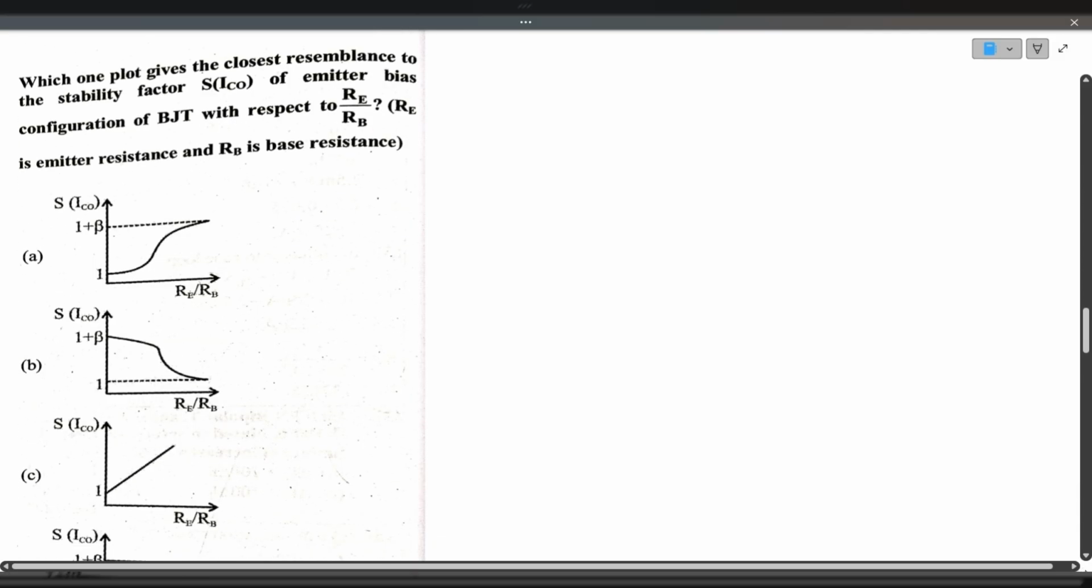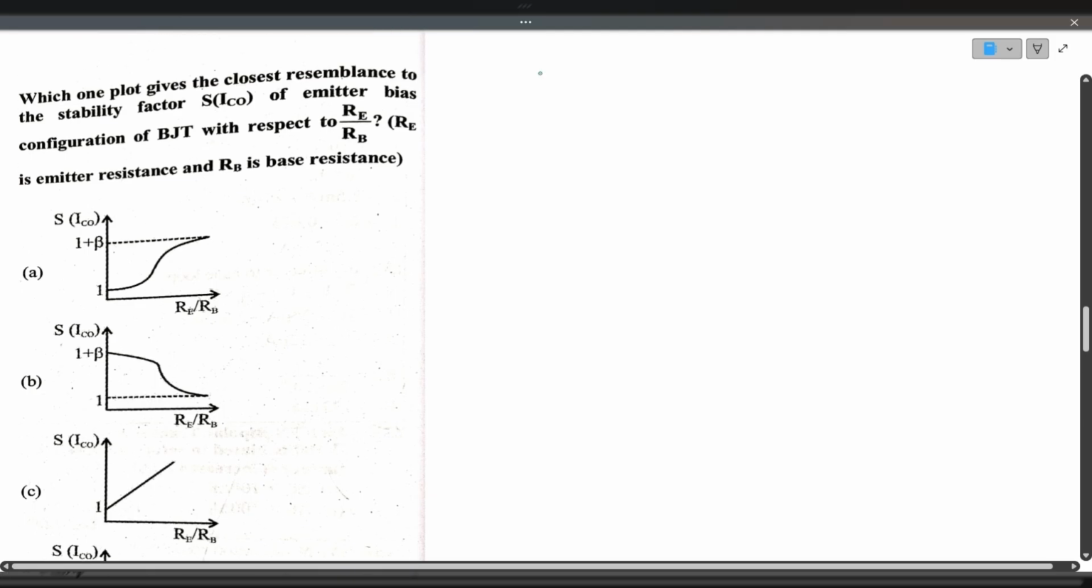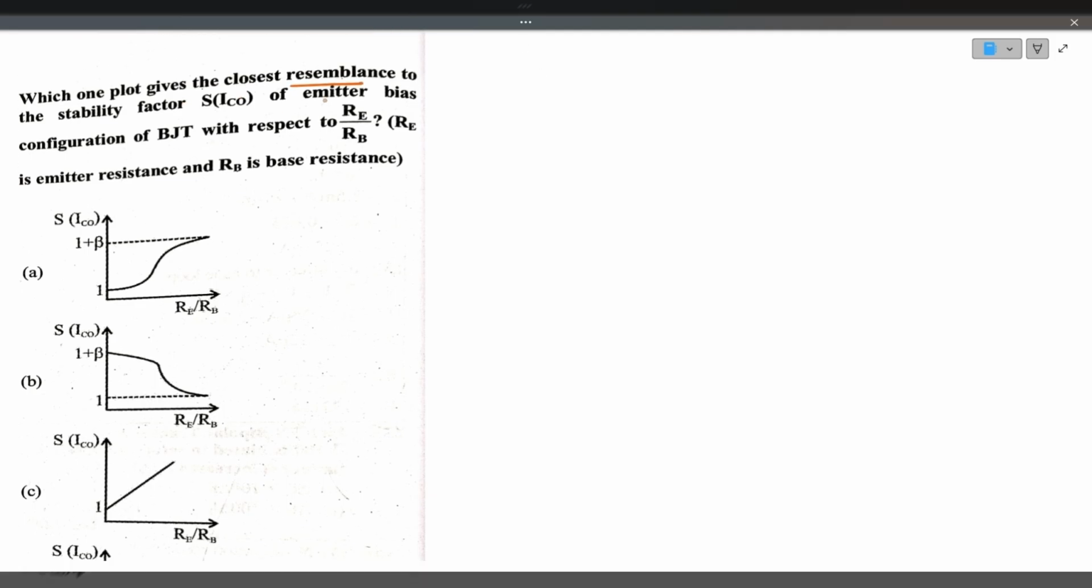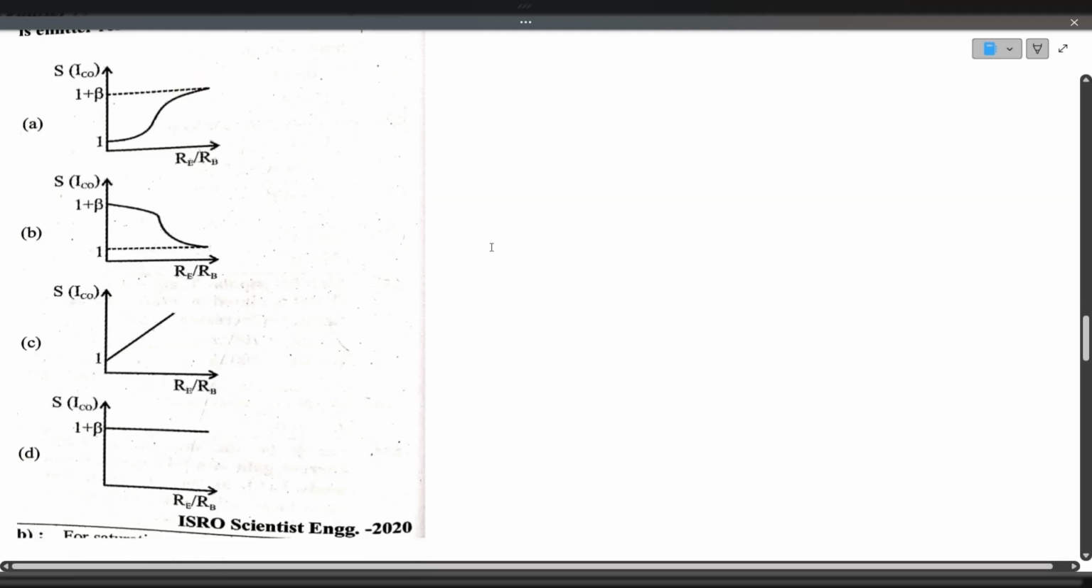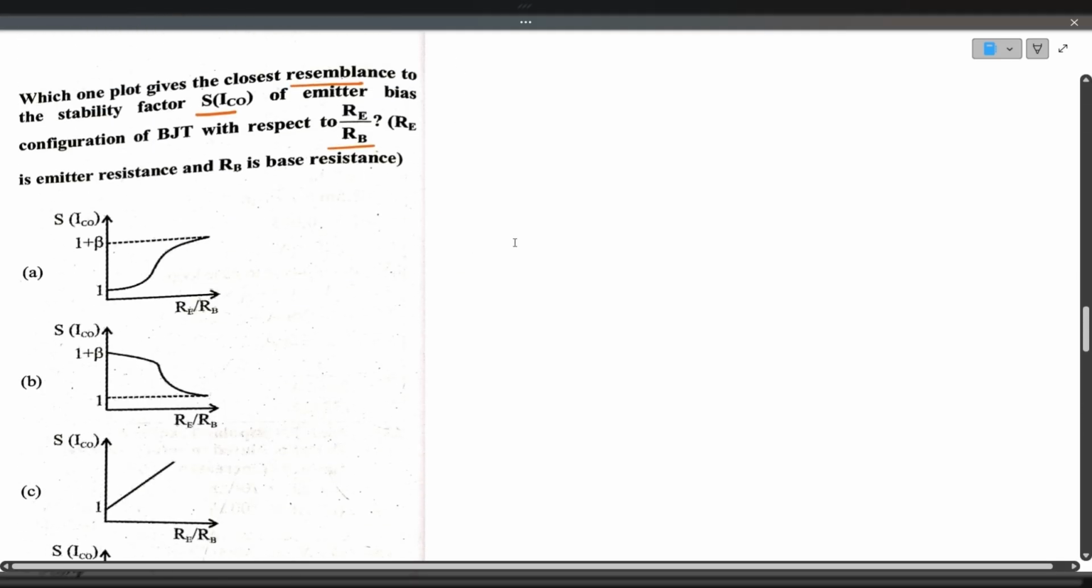We'll see the next question. Which plot gives the closest resemblance to the stability factor S of IC0 of the emitter bias configuration of a BJT with respect to RE divided by RB? These are the graphs given to us. Now we'll solve the stability factor of the emitter bias.